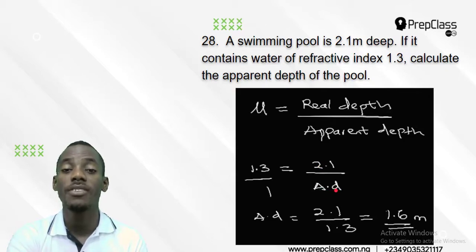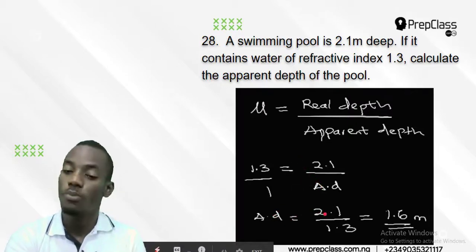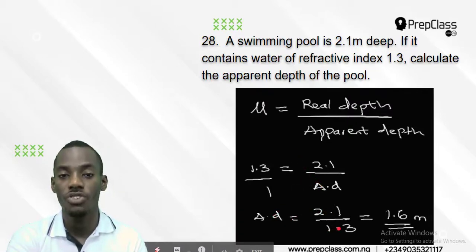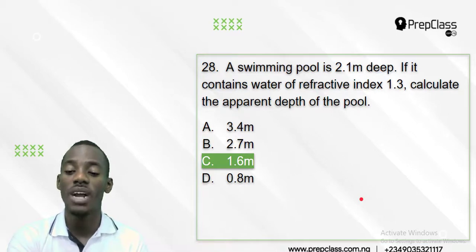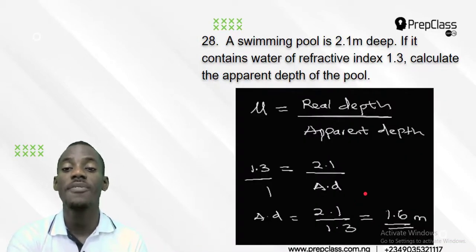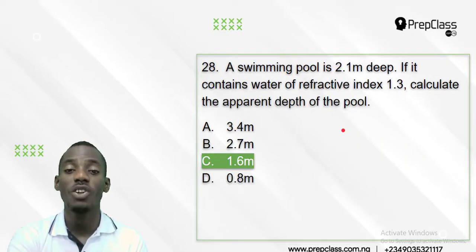Now make apparent depth the subject by multiplying both sides by the apparent depth. So I'll have AD times AD, and AD equals 2.1 divided by 1.3. That will give me 1.6 meters, and that is my answer for the apparent depth. Don't forget the formula for anything refraction: the real depth over the apparent depth is the way to go, and that is the answer for number 28.